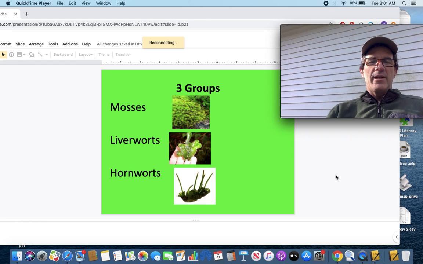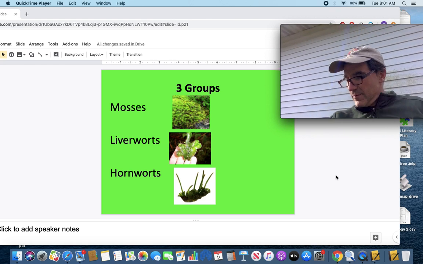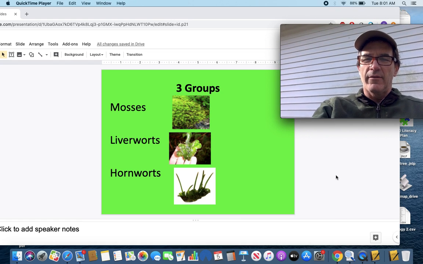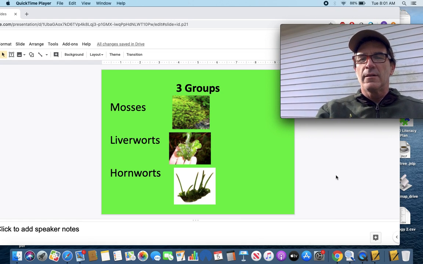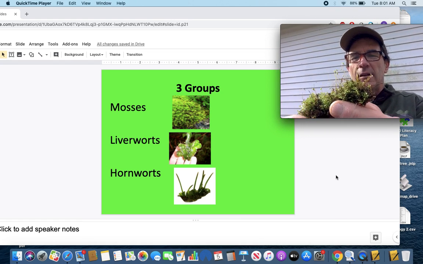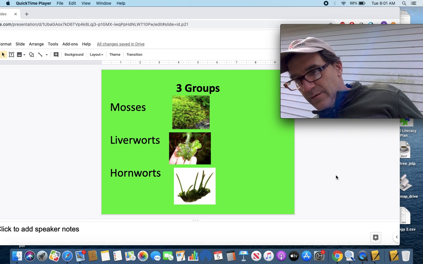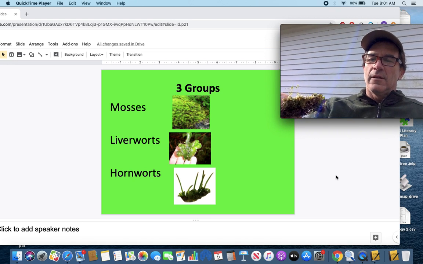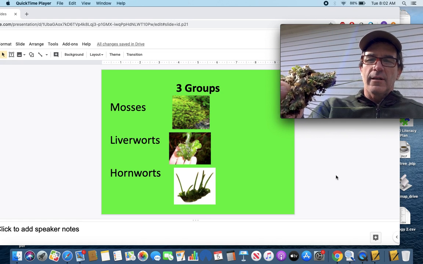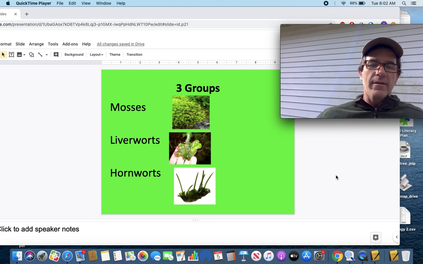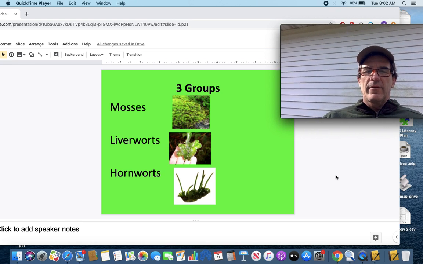There are three major groups of the bryophytes, the mosses being the most common one. Here is an example of a moss. Liverwort is another one. I do have some of those growing here as well. They kind of get their name because they look sort of liver-shaped. And then there are the hornworts, and those I don't have an example of right here.